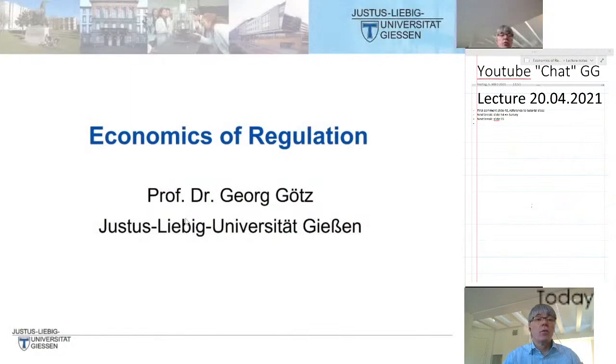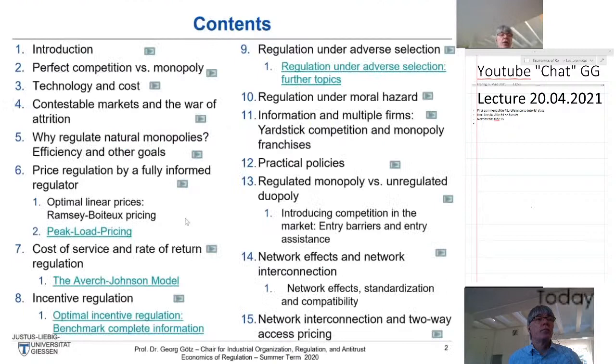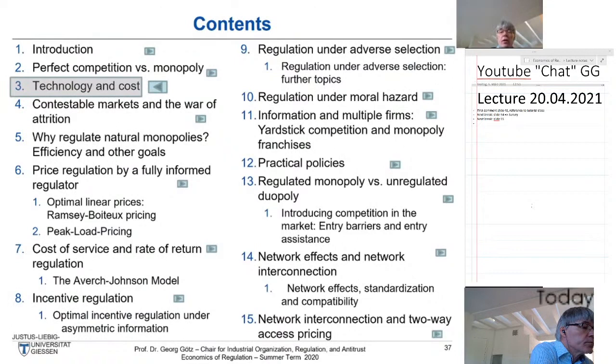So welcome back to our Economics of Regulation course. Last week I started with the introduction and giving an overview and a refresher of perfect competition and monopoly. These are the benchmark structures we always look into once we discuss our network industries. And what I did then was giving you an overview of the important concepts of technology and cost. I gave you this overview of the production function and how to derive the cost function from it, and what that means for profit maximizing behavior.